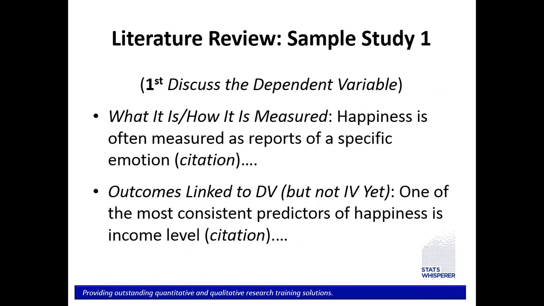So for example, first we discuss the dependent variable, what it is, how it's measured, and so on. So we might say, happiness is often measured as reports of a specific emotion, and so on. We put our citations. Next, outcomes linked to the dependent variable, but not the independent variable yet. So one of the most consistent predictors of happiness is income level, and our citation. And then it goes on from there.